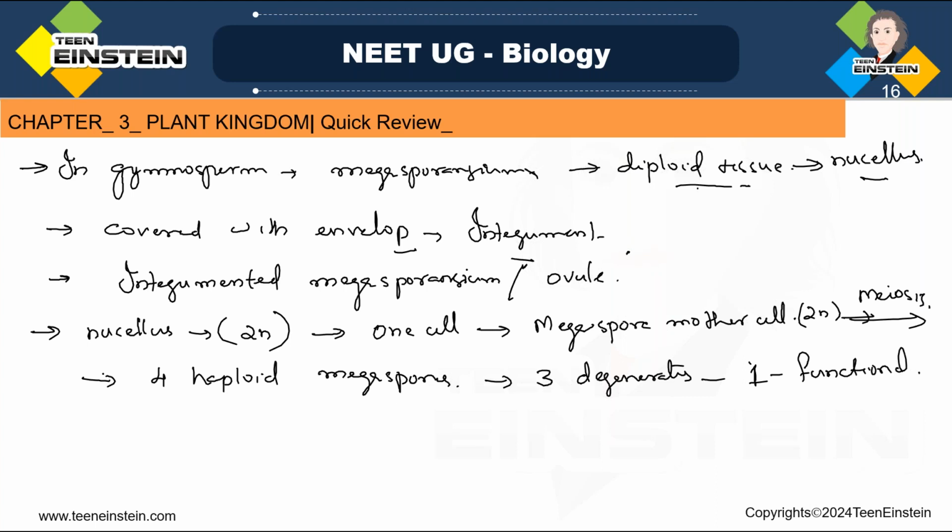Okay, so one cell of the diploid nucellus will get differentiated and act as a megaspore mother cell, which has 2n number of chromosomes. So it will undergo meiosis. Meiosis is a reduction division, and after it, 4 haploid megaspores get formed, and out of these 4, 3 degenerate and 1 remains functional. And the functional megaspore, it is remaining as such. So what will happen to that functional megaspore?